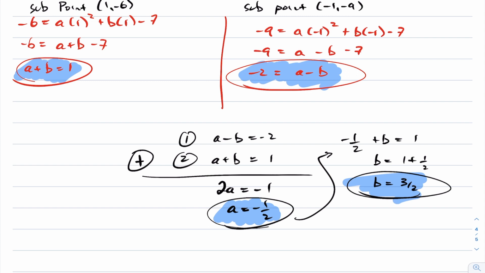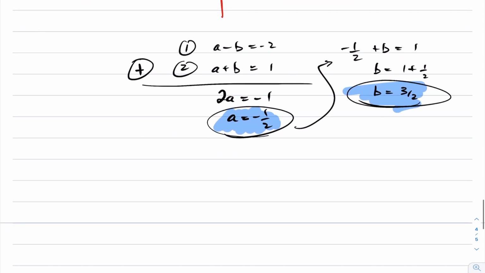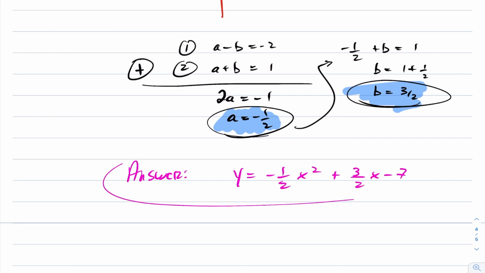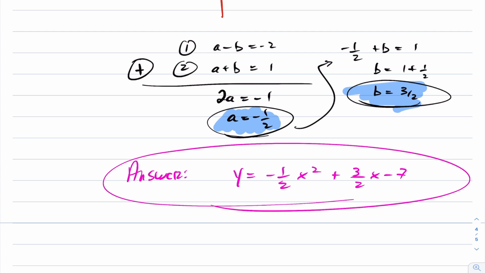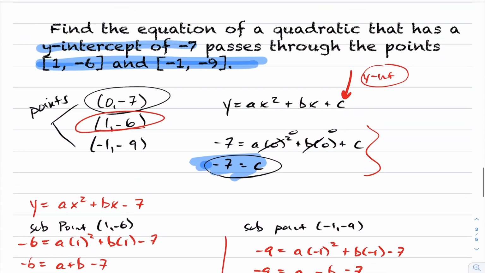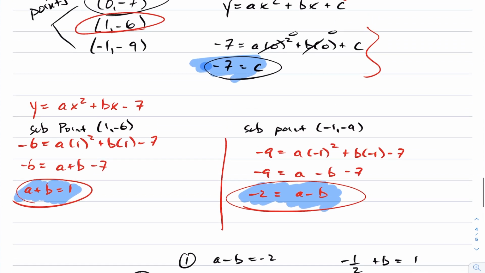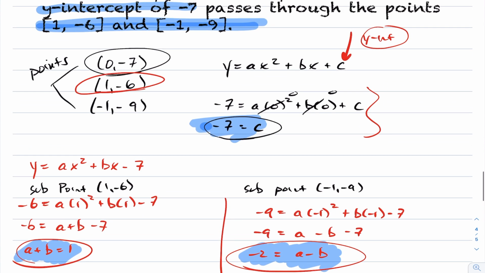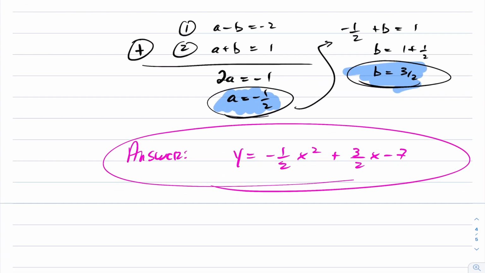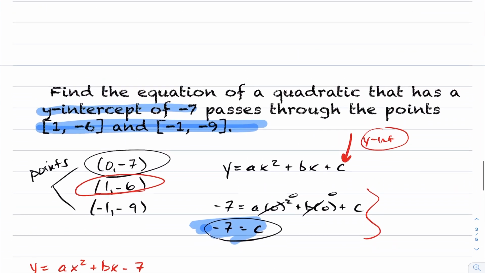So putting this all together, my answer here, the quadratic that has these properties, is the quadratic y equals -1/2 x squared plus 3/2 x minus 7. So this is the quadratic that has a y-intercept of -7 and passes through the point (1, -6) and the point (-1, -9). So that concludes the lesson here.